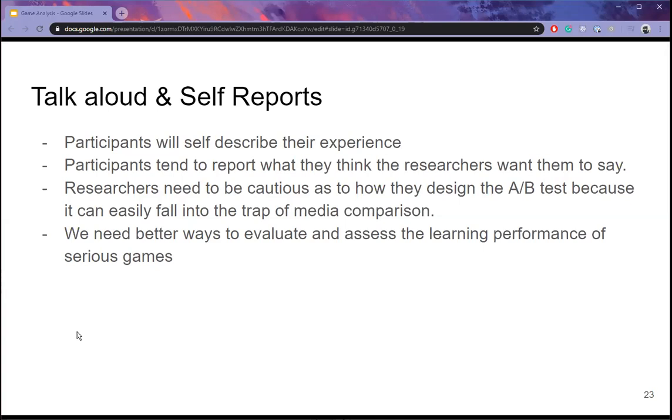So researchers need to be conscious of how they design the A-B test, because it could easily fall into the trap of media comparison. And I already stated that this should be avoided for serious game analysis. We need better ways to evaluate and assess the learning performance of serious games.